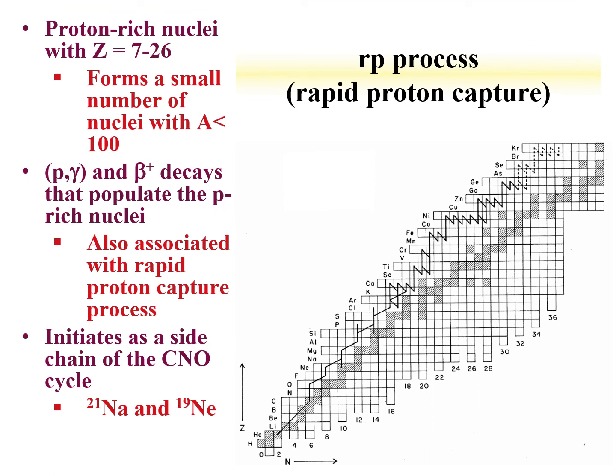A final process that occurs to complete the formation of the proton-rich nuclei is something called the RP process, and this is for rapid proton capture. This occurs with relatively light elements from Z of 7 to 26. You get proton-gamma reactions and subsequent positron decay that populate these proton-rich nuclei. This is initiated as a side chain of the CNO cycle, for instance, with sodium and neon isotopes.